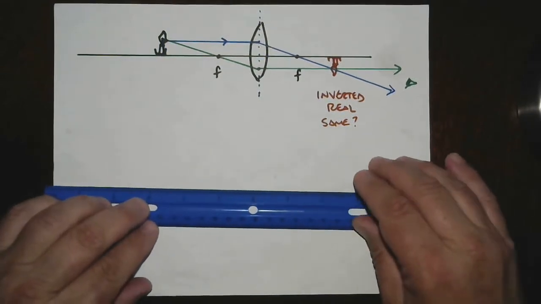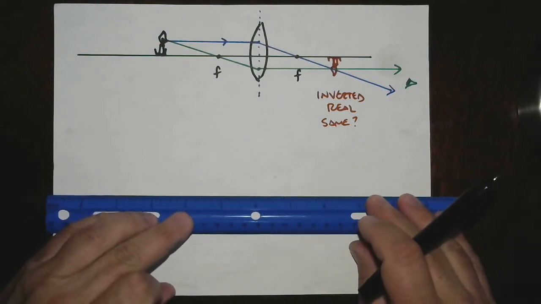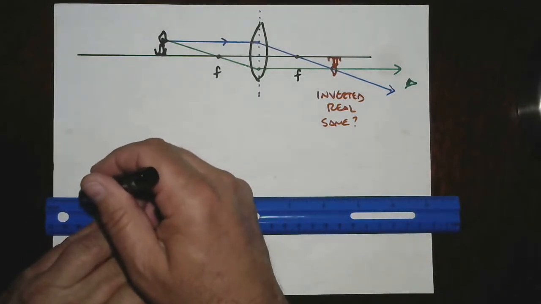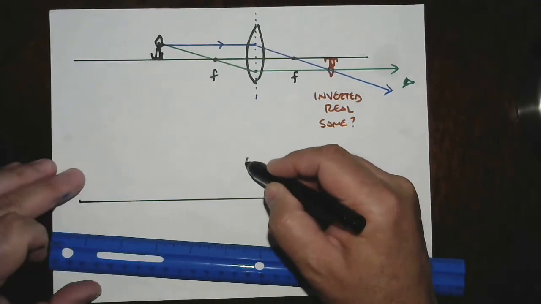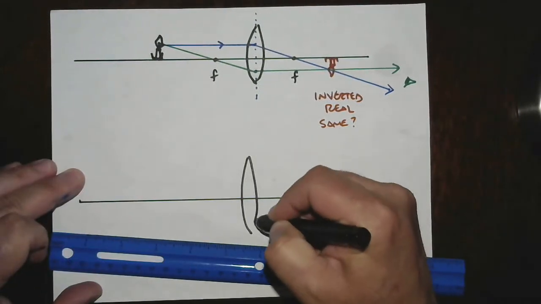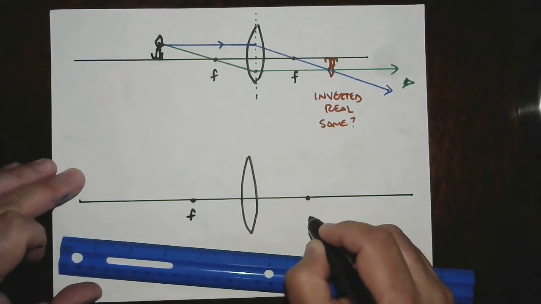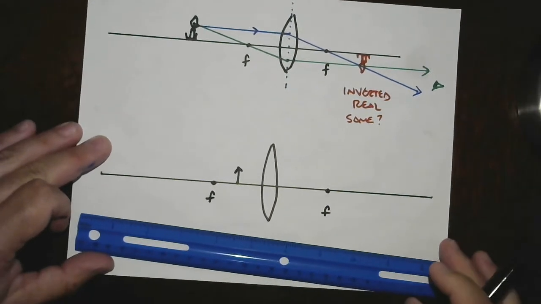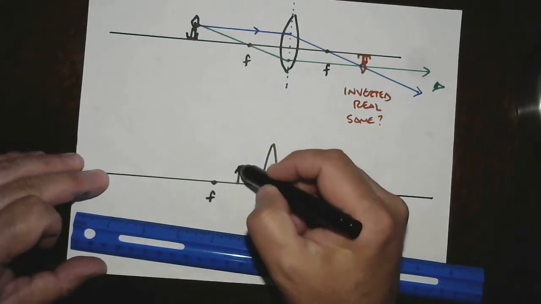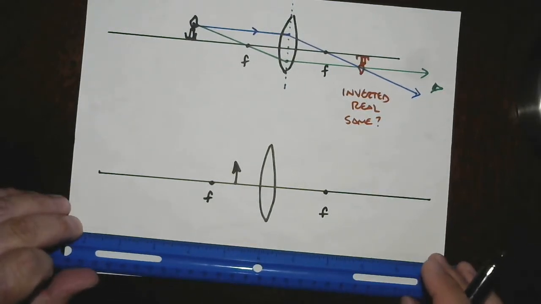What would happen if I had a convex lens and I brought the object inside the focal point? This is what we do when we have a magnifying glass. So let's go ahead and put the convex lens here. Let's put the two focal points here and here. And now let's put the object inside of this focal point. I'm going to make the object a little taller here because there we go. All right, so there's our object.